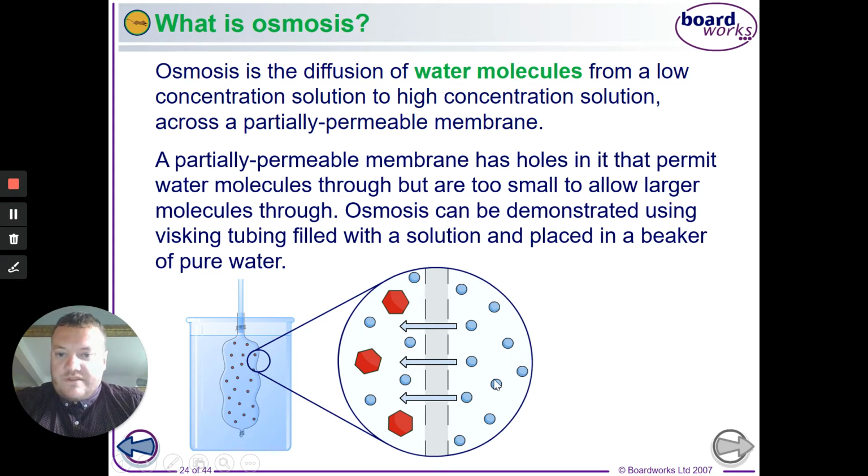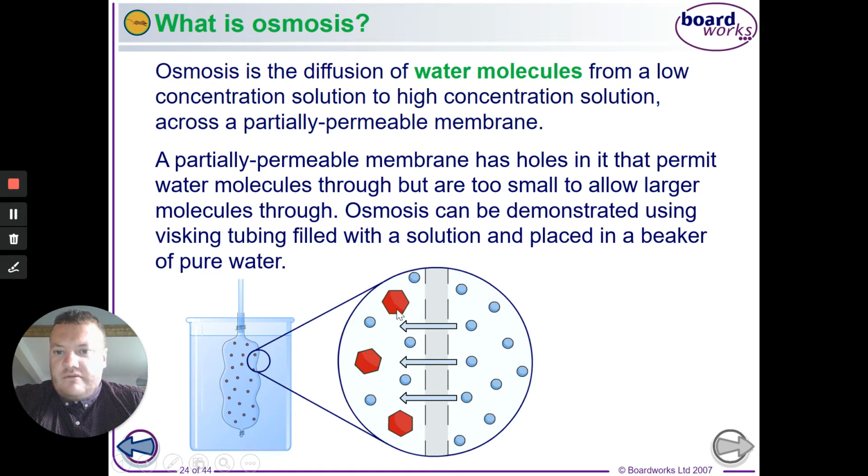Now don't forget, it's a passive process. It's like diffusion. So the movement of water molecules goes from the right-hand side to the left-hand side. And the difference between it and diffusion is this barrier here. This is called a semi-permeable membrane or a partially permeable membrane. In this case, it's some visking tubing, but this could be the outside of your piece of potato. And that's got to be involved in osmosis. The water's got to move through that semi-permeable membrane.